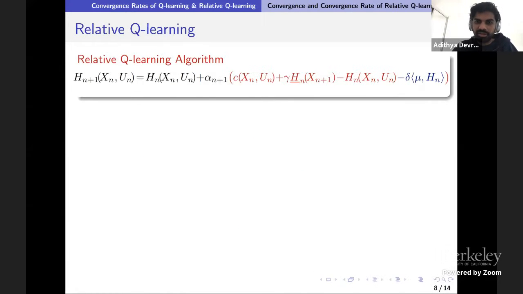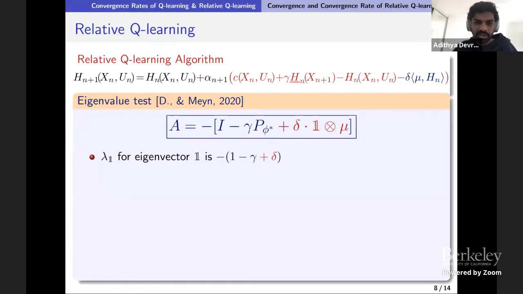So let's do a similar analysis for the relative Q-learning algorithm. This is the main contribution of this work. Let's look at the linearization matrix for relative Q-learning. It's essentially the same as the one for the Q-learning algorithm, except that you're also adding a rank one matrix over here. And that can be super helpful, and I'll show you how.